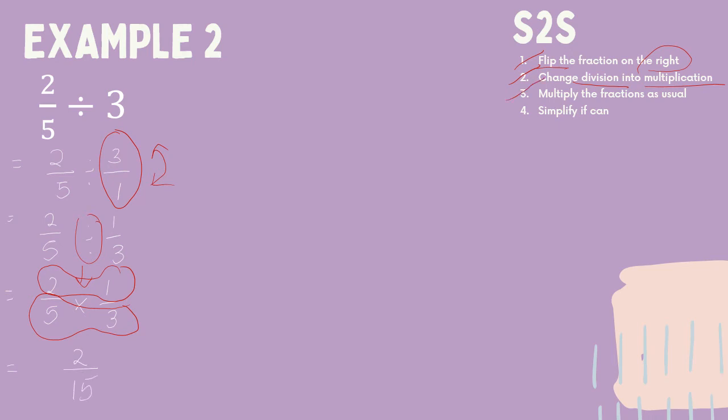Step 4, simplify if can. Ask yourself, can you divide 2 and 15 using the same factor? If can't, then the answer stays as 2 out of 15.